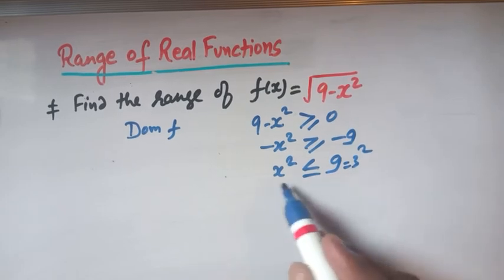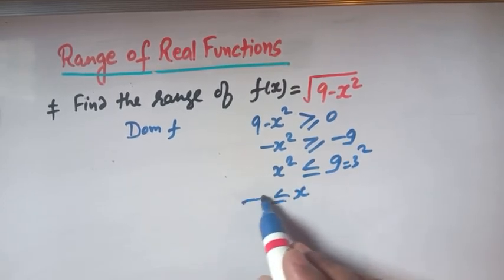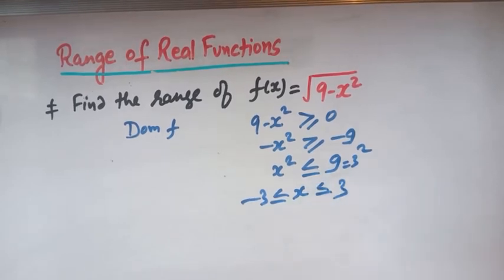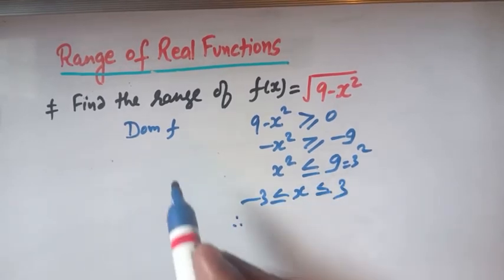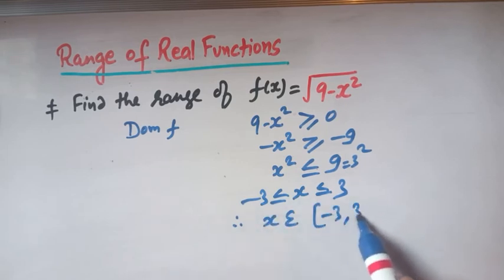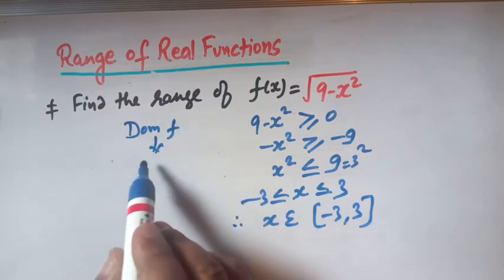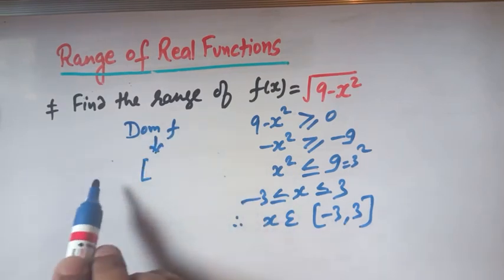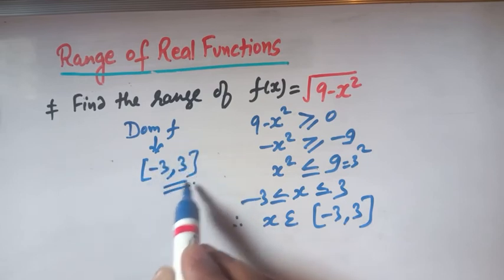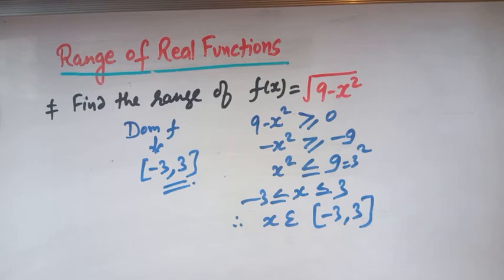So we will have this, and this is 3 square. Clear? So x lies between minus 3 and 3. Clear? So therefore x belongs to minus 3 to 3. Clear? So domain is the closed interval minus 3 to 3. So this is the domain. Clear? Now let us find the range.